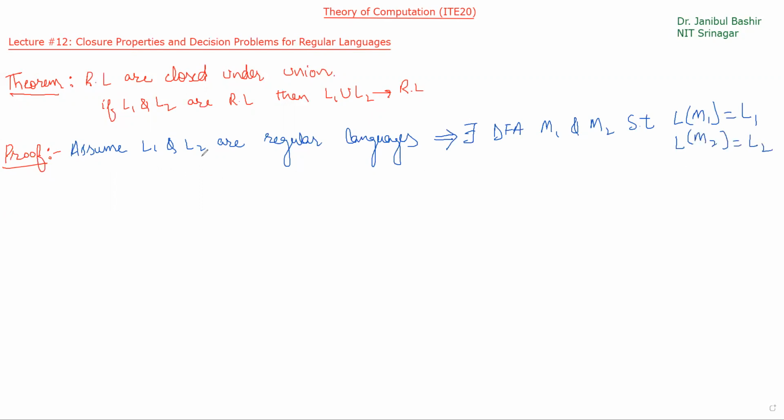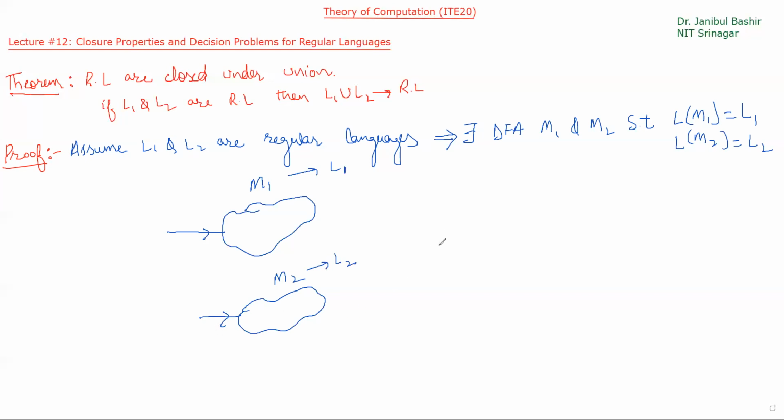So since L1 and L2 are regular languages, there will be DFAs and those DFAs will accept those languages. Then only these are regular languages. So we will have two DFAs. This is, let's suppose, DFA 1, this is M1, and this DFA accepts L1. And we have another DFA, this is M2, and the language of this M2 is L2.